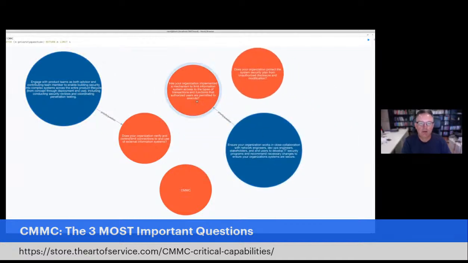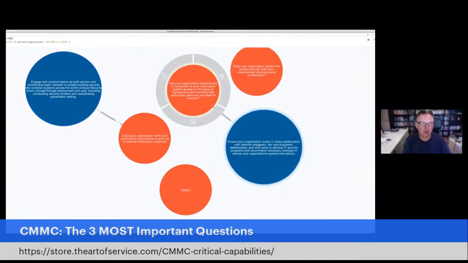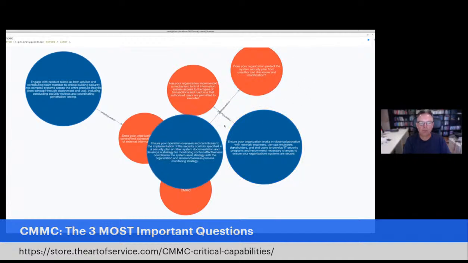This one here: has your organization implemented a mechanism to limit information system access to the types of transactions and functions that authorized users are permitted to execute? Ensure your organization works in close collaboration with network engineers, DevOps engineers, software development, stakeholders, and end users to develop IT security programs and recommend necessary changes to ensure your organization's systems are secure. Good one. Last one here.